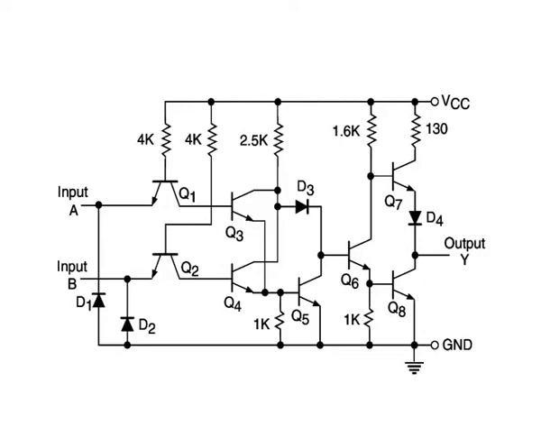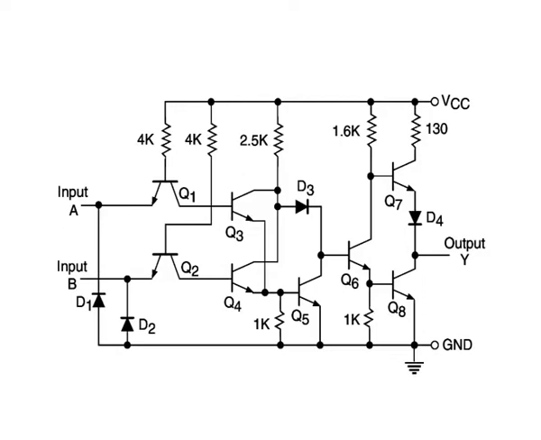A low output demands a saturated Q8 and a cutoff Q7. This in turn requires Q6 to be in saturation and Q5, Q4 and Q3 to be in cutoff. This is possible only when both Q1 and Q2 are in saturation, that is, both inputs are in logic low state. This verifies one of the entries of the truth table of the OR gate.